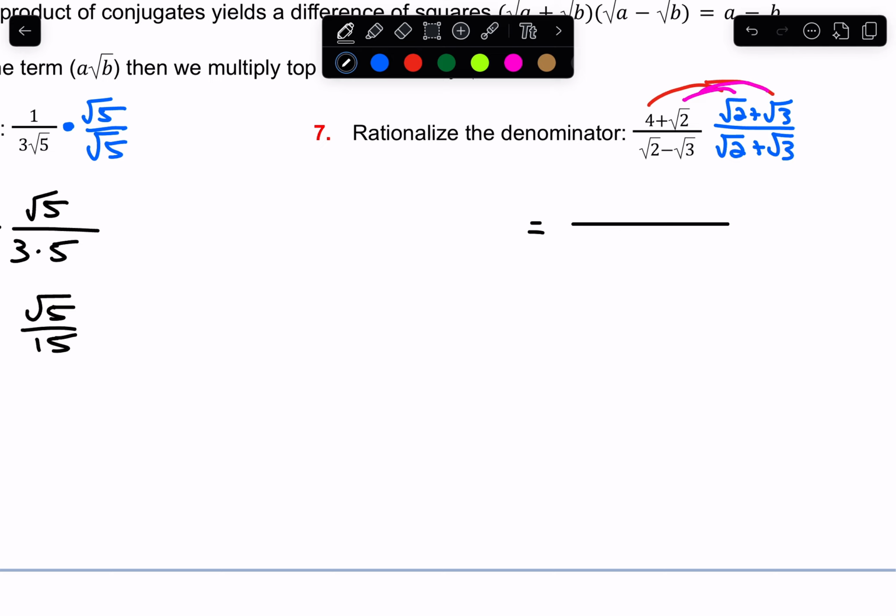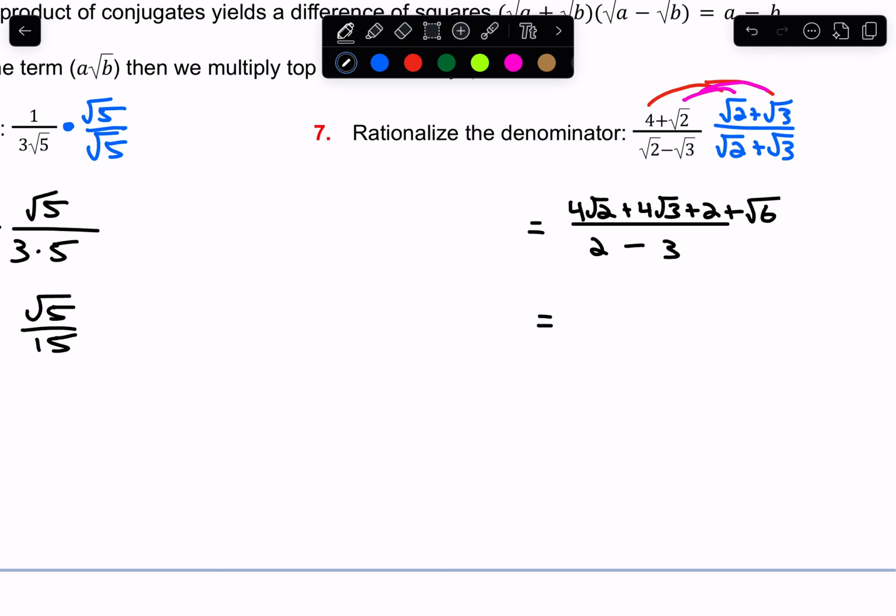When I do that, 4 times square root 2 is 4 square root 2. 4 times square root 3 is 4 square root 3. Square root 2 times square root 2 is just 2. And square root 2 times square root 3, when you multiply radicals, you multiply their radicands. So this is square root 6. Okay, in the denominator, we have the difference of squares here because we are multiplying conjugates. So square root 2 times square root 2 is just 2, and square root 3 times square root 3 is just 3, and you subtract them from each other.